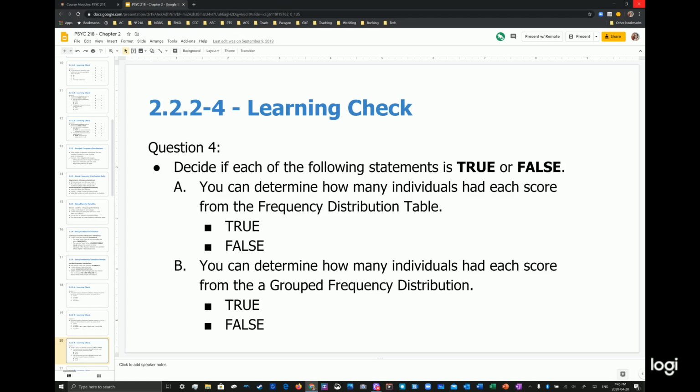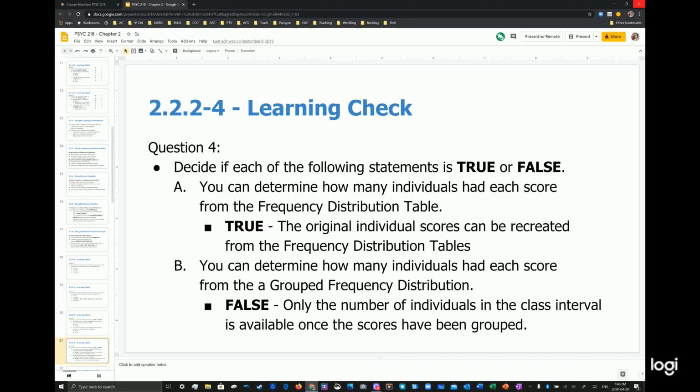Again, 2 parts, true, false. A, you can determine how many individuals had each score from a frequency distribution table. Notice it says frequency distribution table. B, you can determine how many individuals had each score from a group frequency distribution. You can pause it if you like, or you probably would figure out the answer to these questions by now. These are concept questions, and you probably know it. It's a lot quicker than the last one.